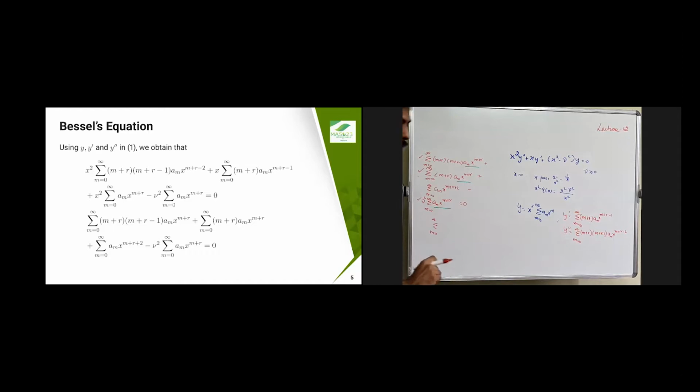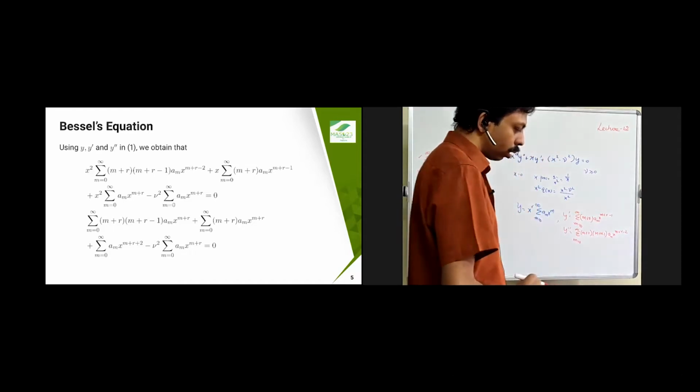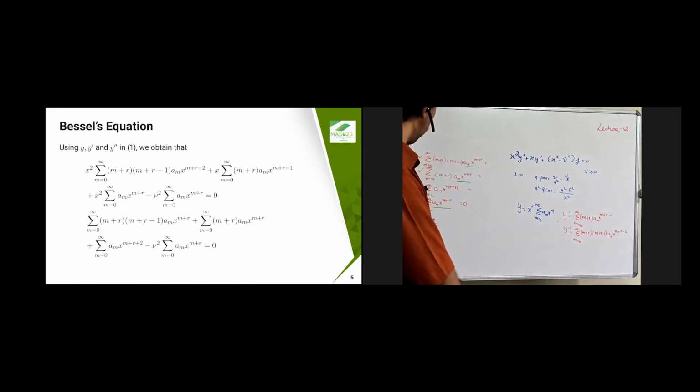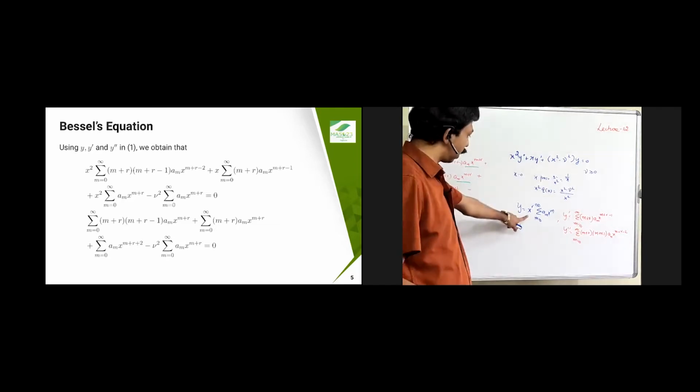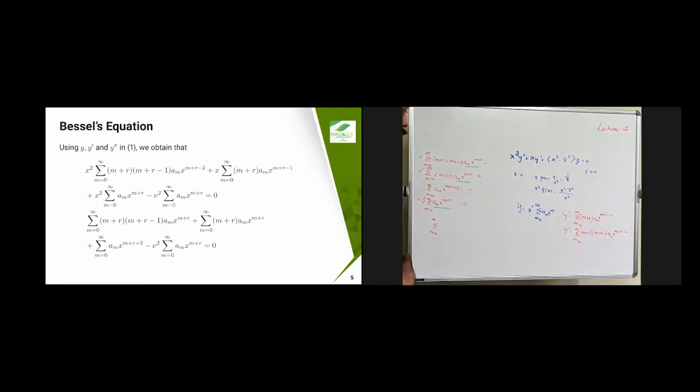Sir, the nu squared term, how did it become x power m plus r? It should be only x power m, right? Here y equal to x power r times summation m equal to 0 to infinity a_m into x power m, therefore x power m plus r. Okay.